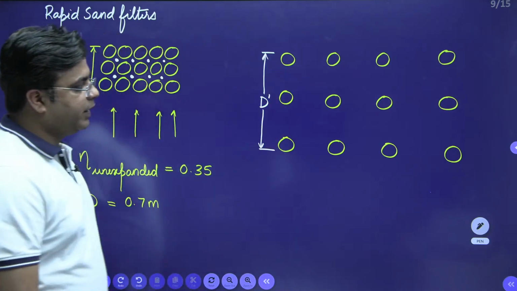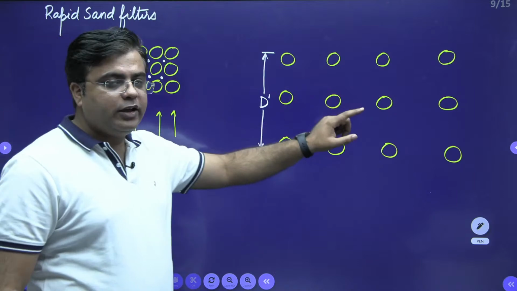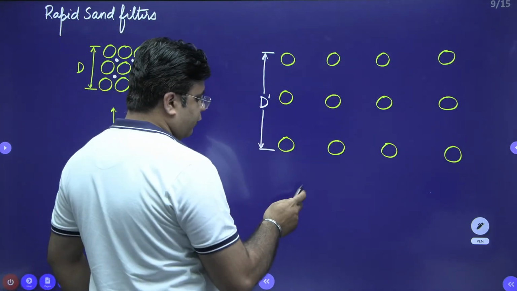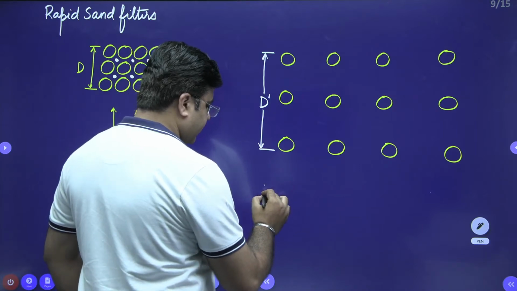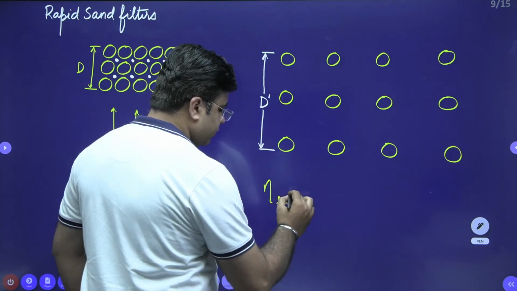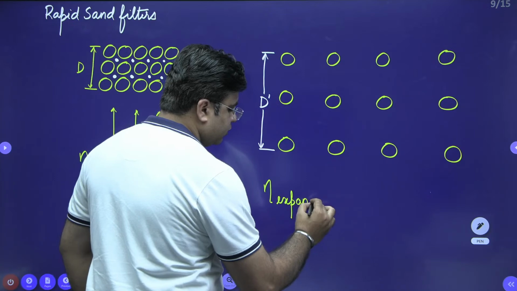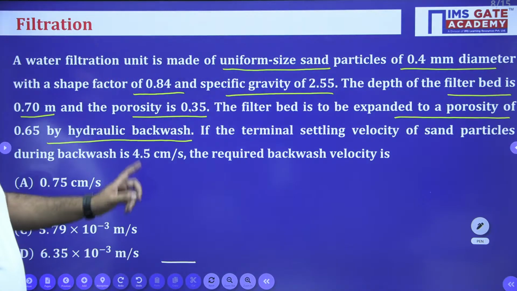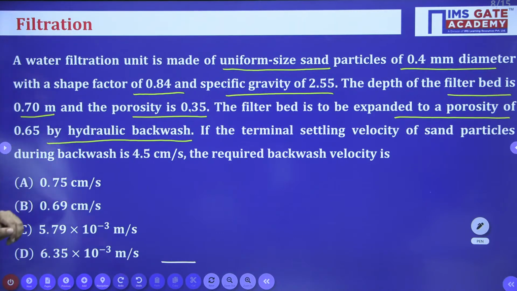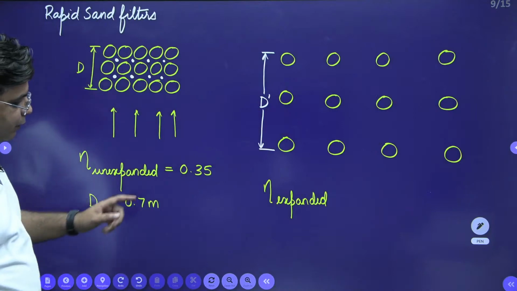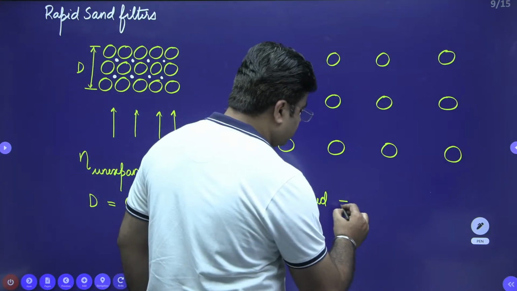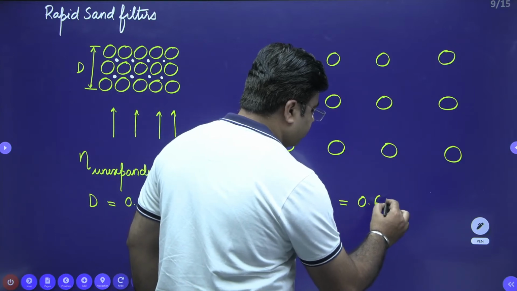Depth of the expanded bed and porosity of the expanded bed even increases. So this is the porosity of the expanded bed, eta expanded. This is also given to us. The porosity of the expanded bed is 0.65. You can clearly see from this that from 0.35, it is increased to 0.65.